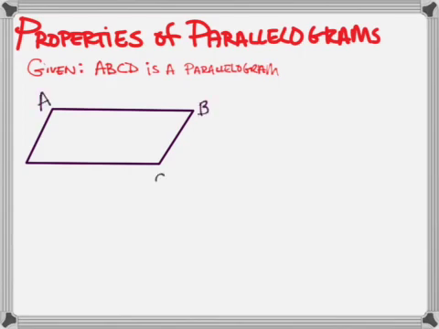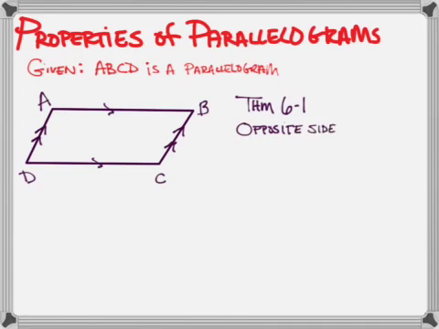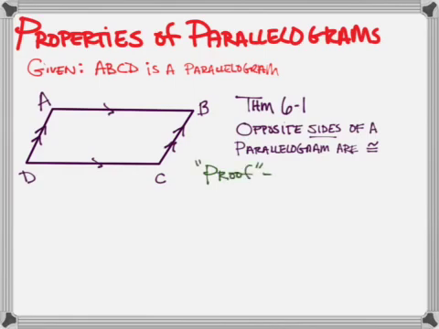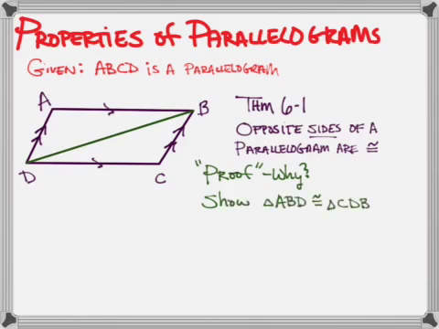So I start with my general shape ABCD. To make it a parallelogram, I show that the opposite sides are parallel. And Theorem 6.1 tells us that the opposite sides are congruent. The way we're going to go about showing this, we're going to do kind of a mini proof, is we're going to use our triangle properties. So what we know about proving triangles congruent, we can then show with corresponding parts that the opposite sides are congruent. So proof, the why, we're going to basically show that triangle ABD is congruent to triangle CDB.